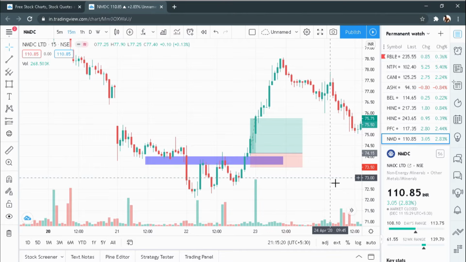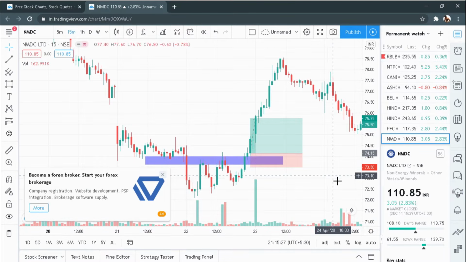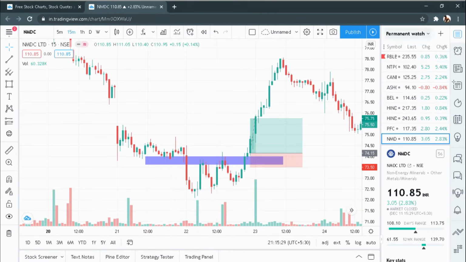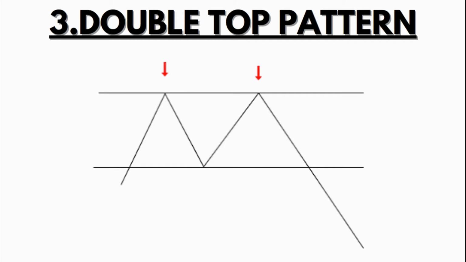A quick revision about the stop loss, entry and exits. The exit will be the same length as the head, the stop loss will be below or above the neckline depending on whether you are trading the head and shoulders pattern, and the entry of course will be when the pattern has been broken. Now the next pattern that we are going to learn in this video is the double top pattern.